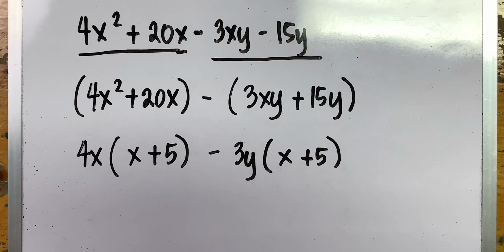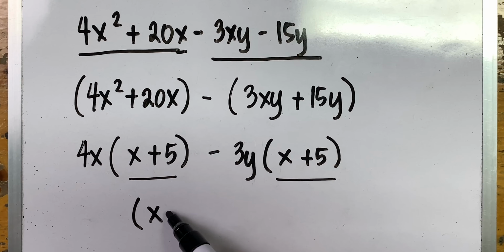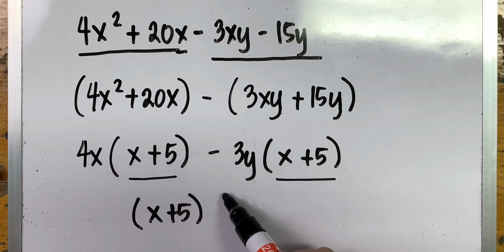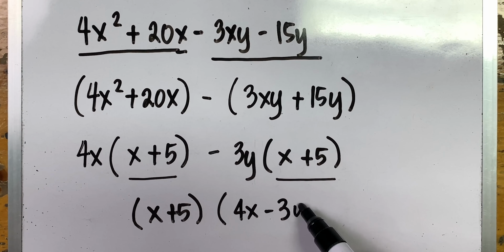You notice na meron tayong common binomial factor sa first group, which is x plus 5, at sa second group, x plus 5. So, if i-factor out natin ito, okay, after factoring it out, ang naiwan na lang will be 4x minus 3y. So, lagay natin sa parenthesis. So, ito yung sagot natin.